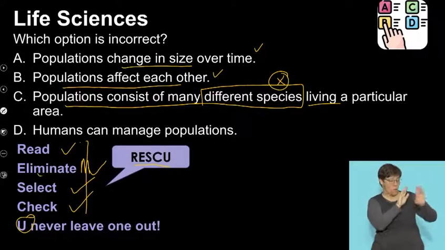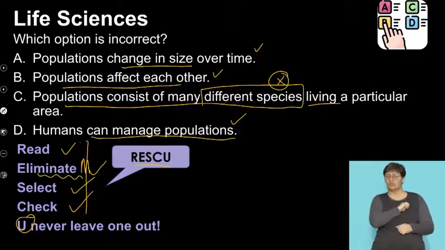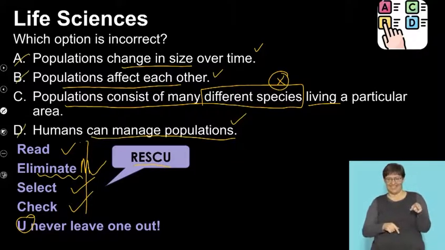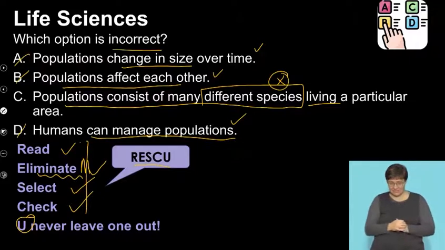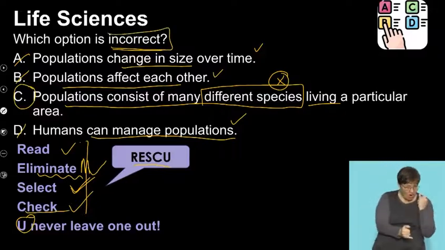I'm still at the elimination stage. Humans can manage populations. Yes, I know that this is true. So I'm going to eliminate the ones that I know are not going to be able to answer my question. Now I can go on to select. I'm going to select option C. I'm going to check it. Does it make sense? Incorrect.